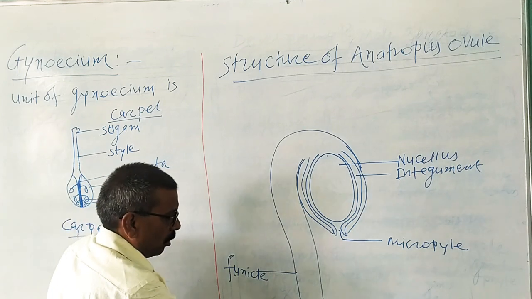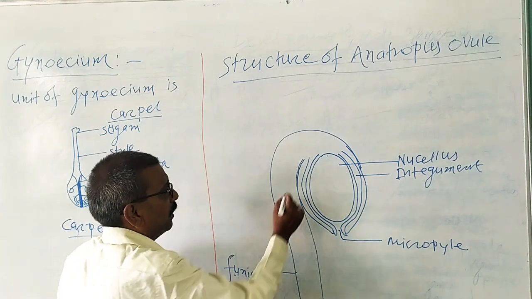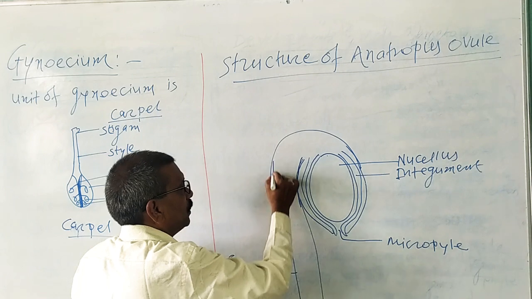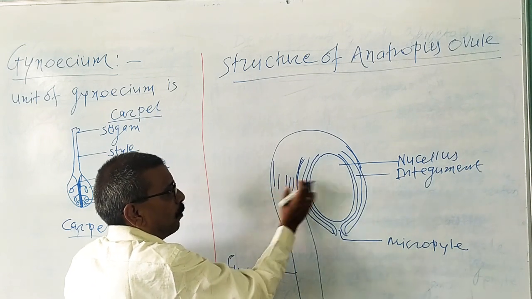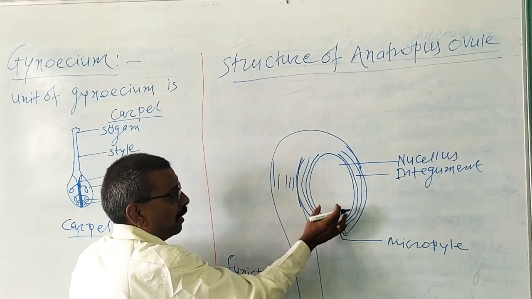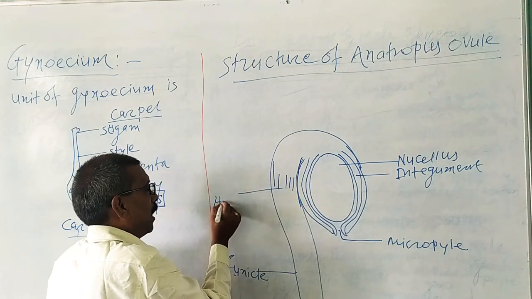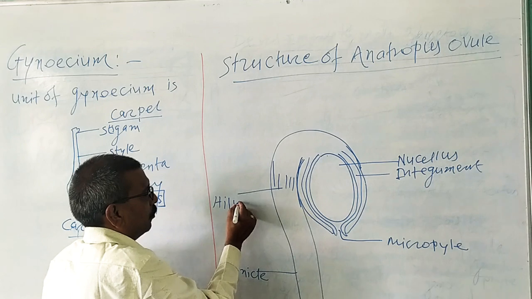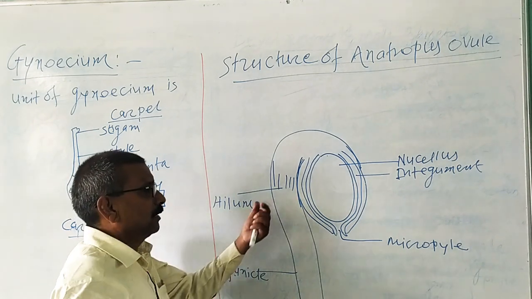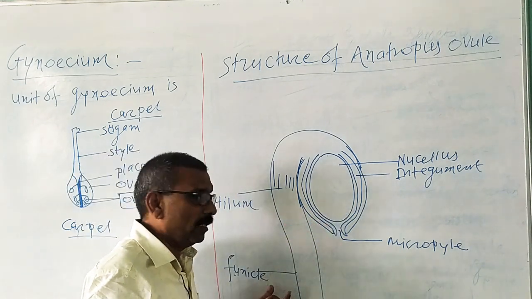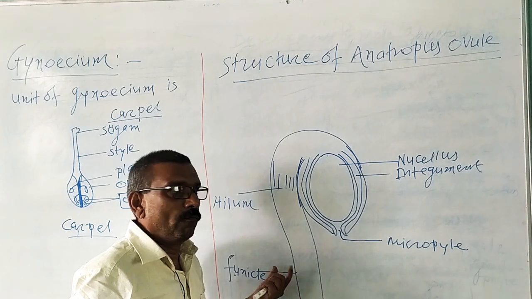This is the stalk of the ovule, known as the funicle, and this is the part which attaches to the body of the ovule. The funicle and the body of the ovule connect at this point. That point is known as the hilum. The hilum is the junction between the body of the ovule and the stalk of the ovule, known as the funicle.